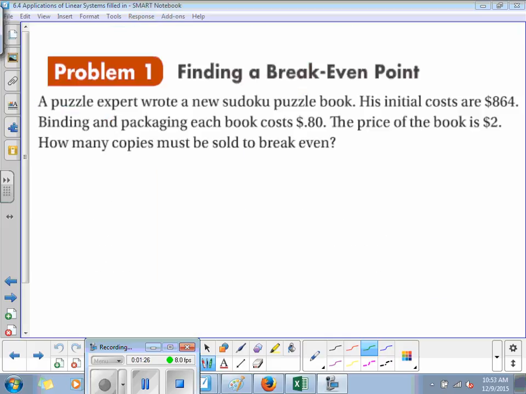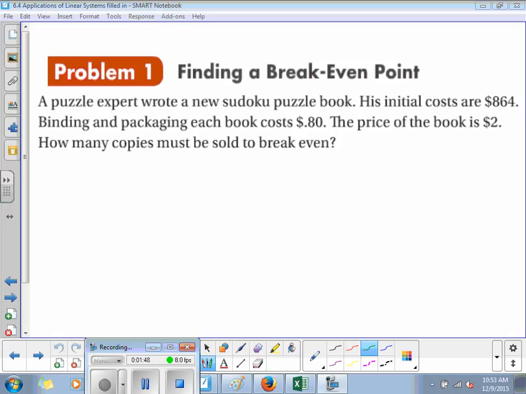So problem 1 is finding a break-even point. And of course, break-even means, for example, when expenses and income are the same, when they're equal. That's what the break-even point is.